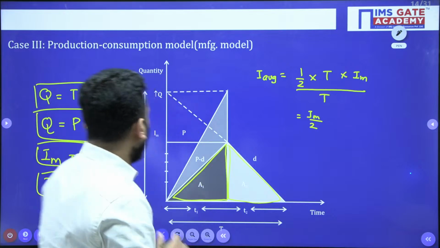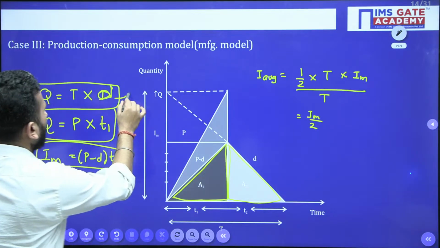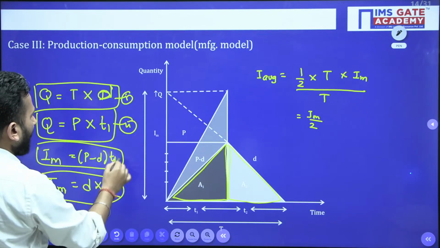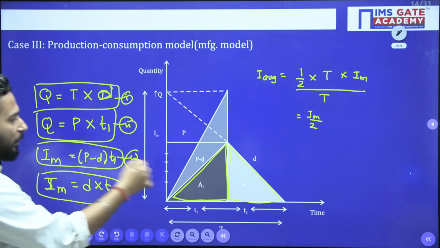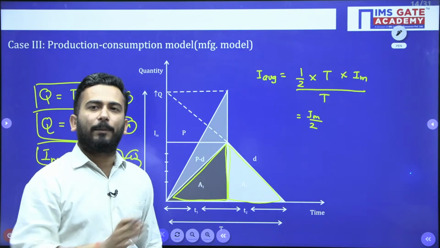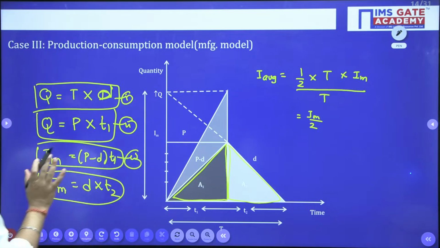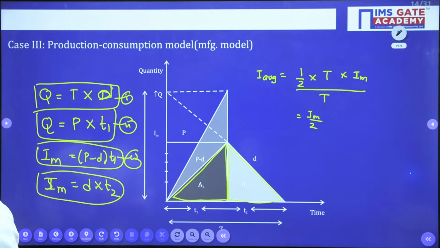So using these relationships, you can find out so many things, my dear friends. If they ask you what is T1, what is T2, or anything like cycle time, you will be able to calculate it so easily from here. Now, my dear friends, can we find one thing?